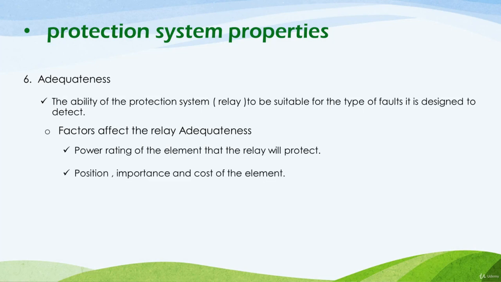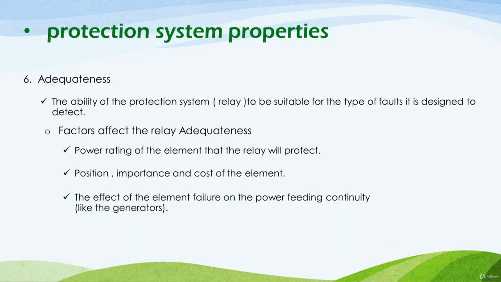And also the cost of the protected element, and this is because when the element we need to protect has a larger cost, this means it's an important and sensitive element, so we need a more efficient and reliable protection system to protect it. While if the protected element was a less important one, or it cost us less, we don't need a very reliable protection system to protect it, or it will be sufficient to use an ordinary protection system as the protected element itself is not an important one.